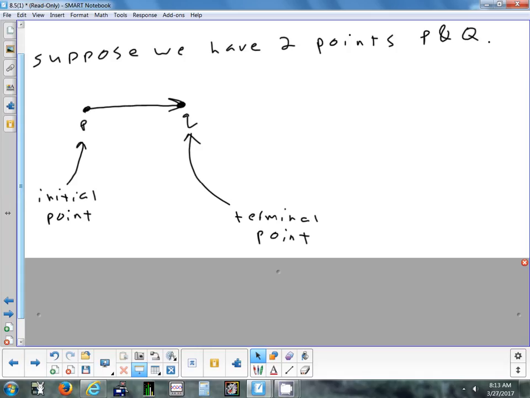What would happen if you switched P and Q in terms of the vector? What would change about the vector and what wouldn't change? Its direction would change, but its magnitude wouldn't. Right, if you switch the initial and terminal point, the direction changes. In fact, it's like rotating it 180 degrees, but the magnitude doesn't.